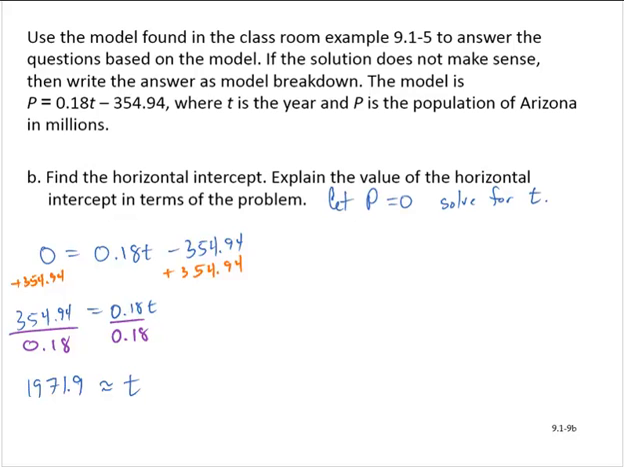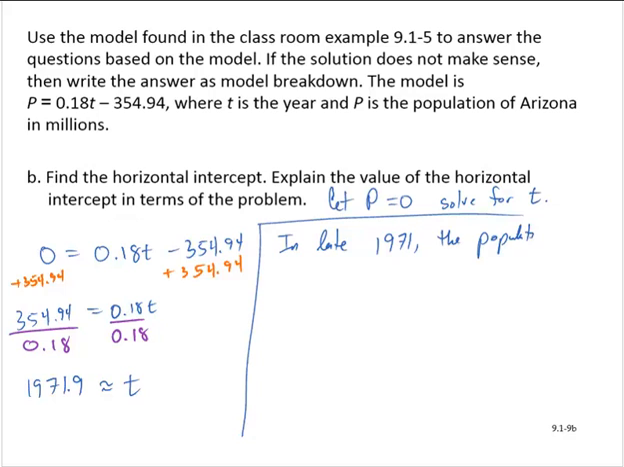Alright, so what is this telling us? 1971.9, so we're almost 1972. So this is saying in late 1971, the population of Arizona was 0.